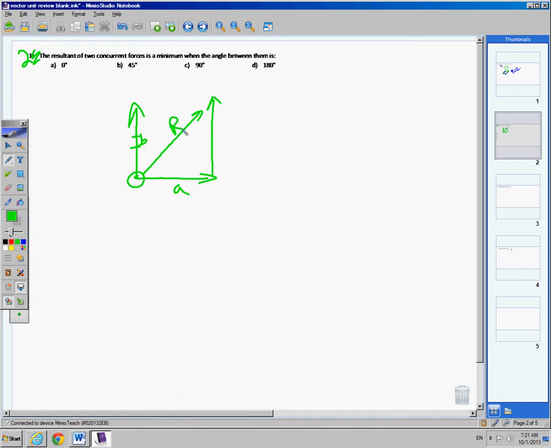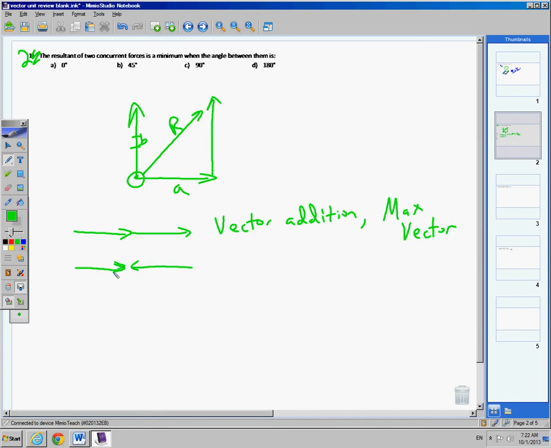But here I want to create the minimum. So let's see what happens. First, if I have 2 vectors, A and B again, and they're going in the same direction, we have vector addition. And that would give me my max vector. If I have one going to the right and then also one going to the left, as you can see, they will cancel each other out, which is called vector subtraction. And this would give you the minimum vector.